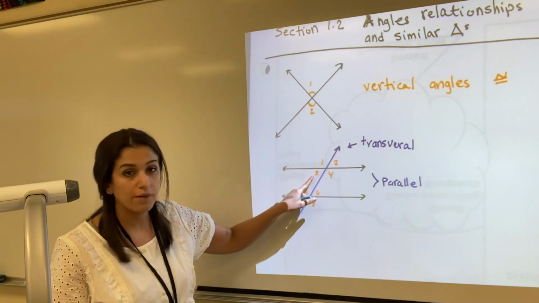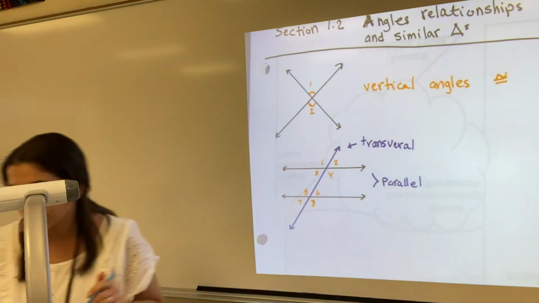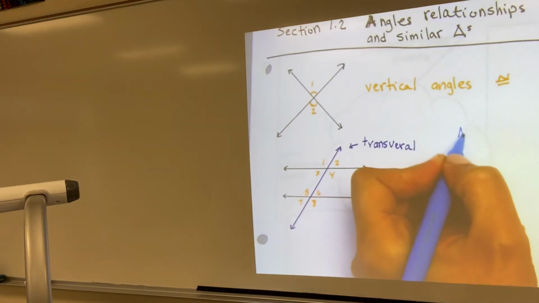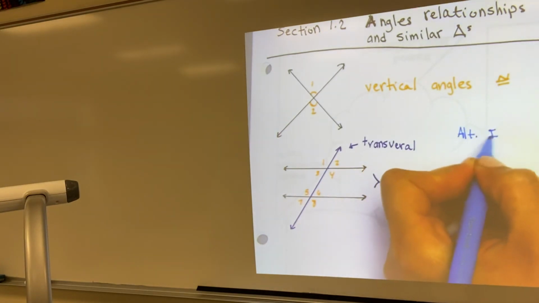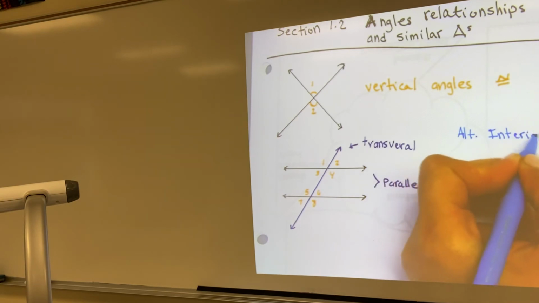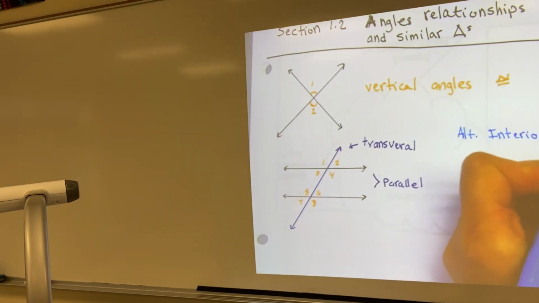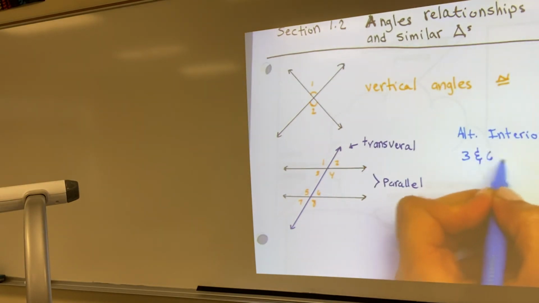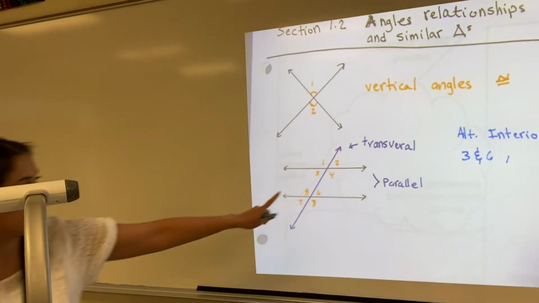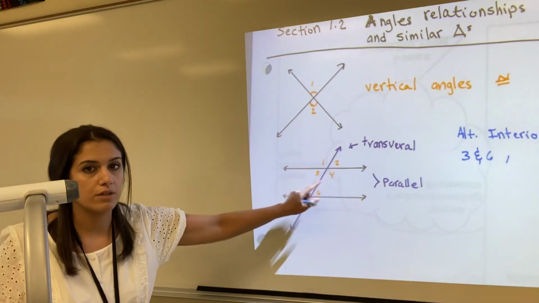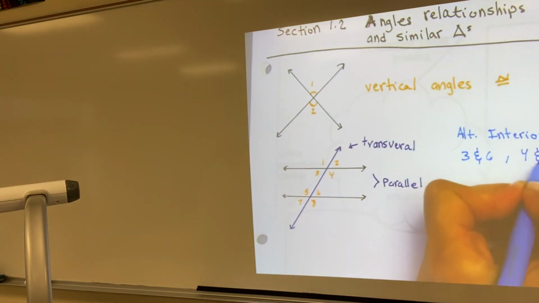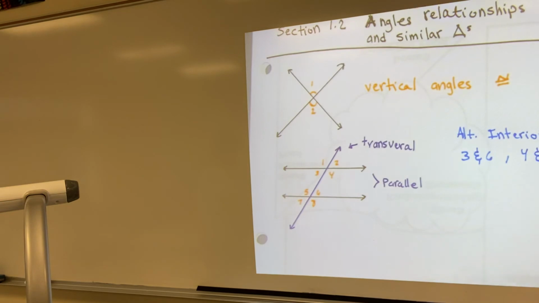So for example, we have angle 3 and 6 are alternate interior angles. We said they are angles 3 and 6, and angles 4 and 5. And these angles are congruent to each other.